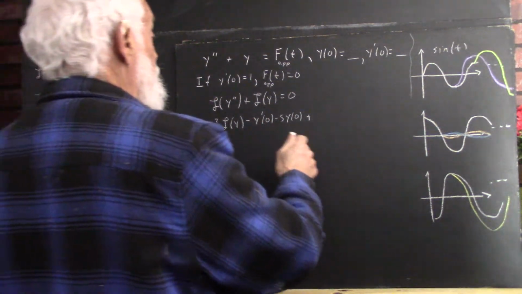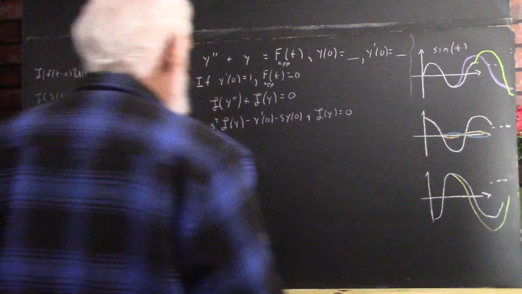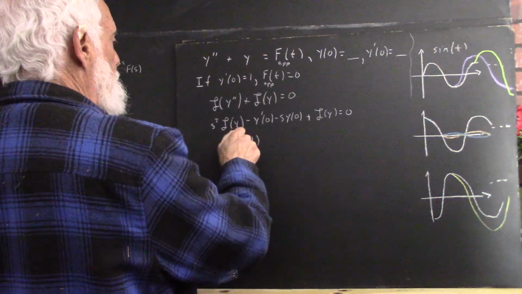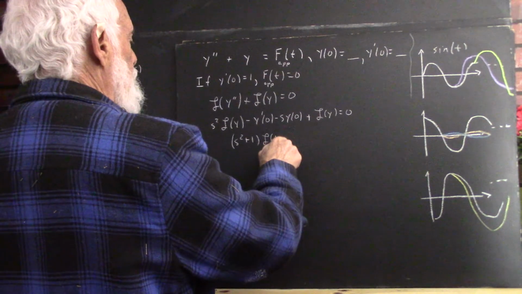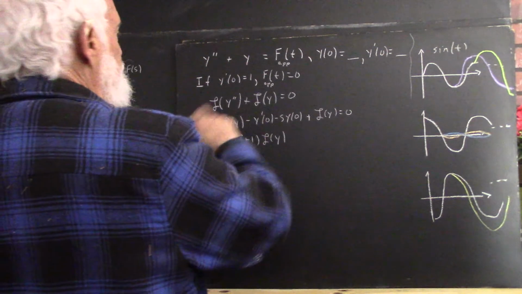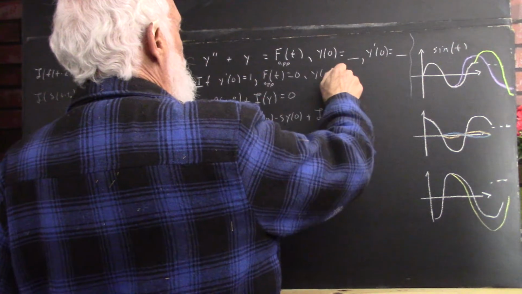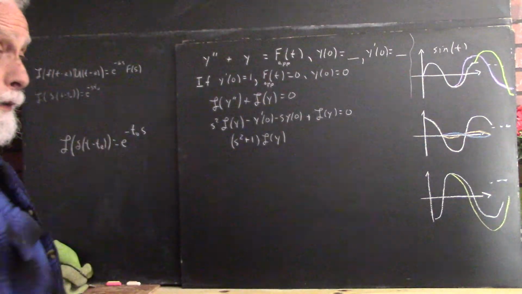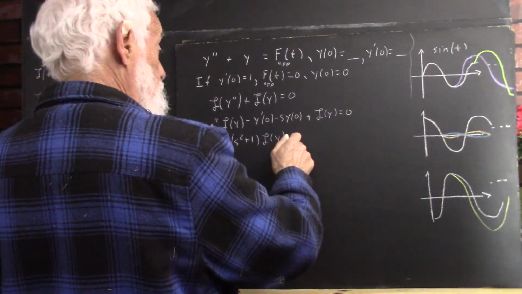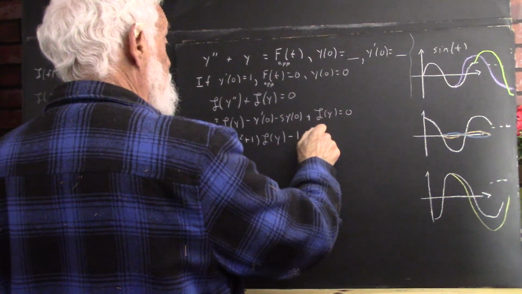Okay, so anyhow we get this, and then L of y equals 0, and this gives us s squared plus 1 times the Laplace transform of y. Y of 0 is, where did I say it? I didn't say it. No, I did. Y of 0 is 0, so that this term doesn't come into the picture. And then it's minus y prime of 0, which is 1, that equals 0.